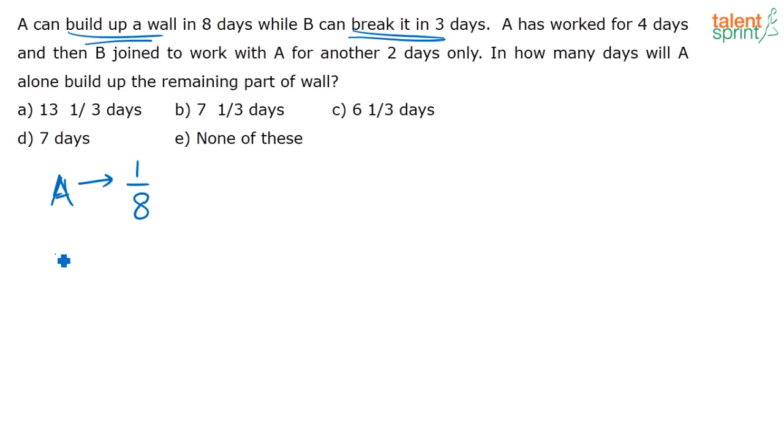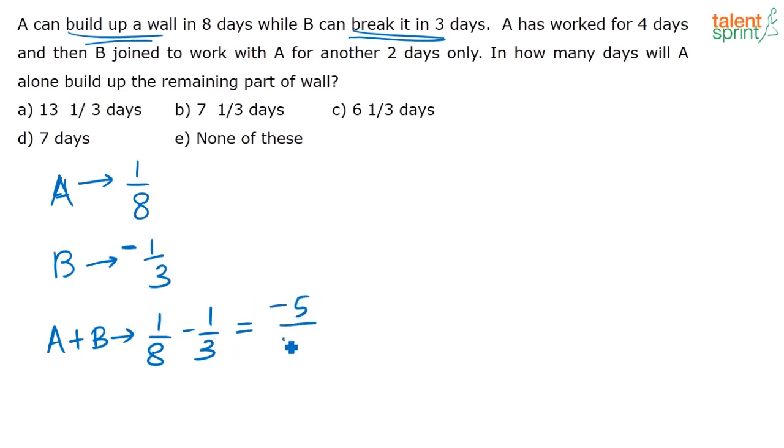Now B can break it in 3 days, means B is breaking 1 by 3rd of the wall in a day. Since B is doing negative work, in a question whenever somebody is doing negative work, just put a minus sign in front. Okay, now what have they given? Put together A and B in 1 day, how much work will they do? A will build 1 by 8 and B will break 1 by 3rd. Correct? So put together in 1 day, they will do 1 by 8 minus 1 by 3, or that is 3 minus 8, minus 5 by, if you take the LCM, minus 5 by 24.